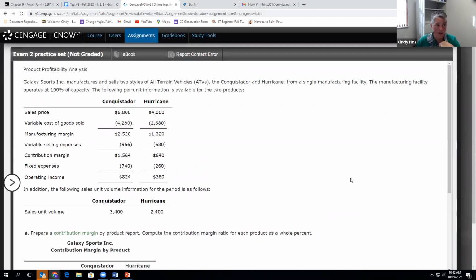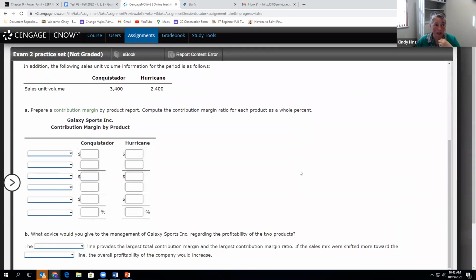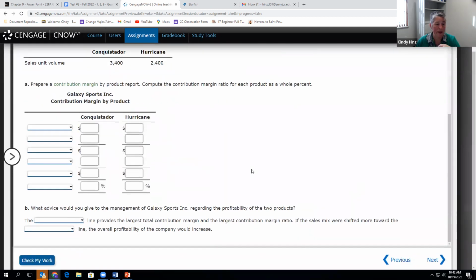The product profitability analysis is using the contribution margin. We talked about manufacturing margin in this where we separate the manufacturing costs, again, the fixed from the variable. And so the manufacturing margin is sales minus variable product cost. And then we subtract the variable selling and administrative or operating expenses to get to that contribution margin. Then we subtract the fixed cost to get to the bottom line, the net income.